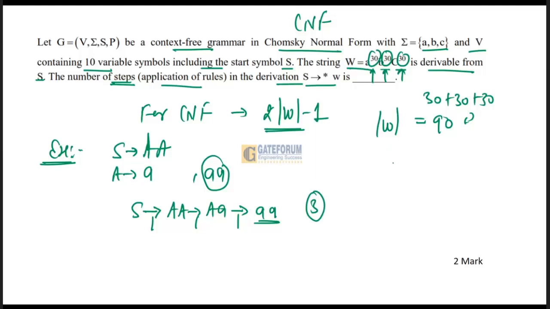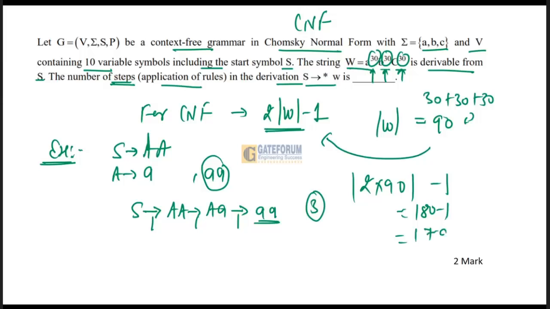Now just substitute the value 90 in the formula. 2 into 90 minus 1, that is 180 minus 1, and the final answer is 179. So 179 is the correct answer for this NAT type question which was asked for 2 marks. I hope it is clear.